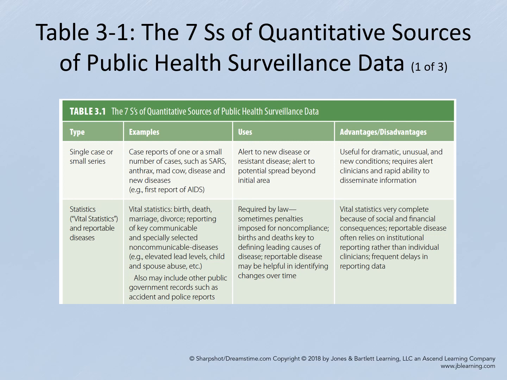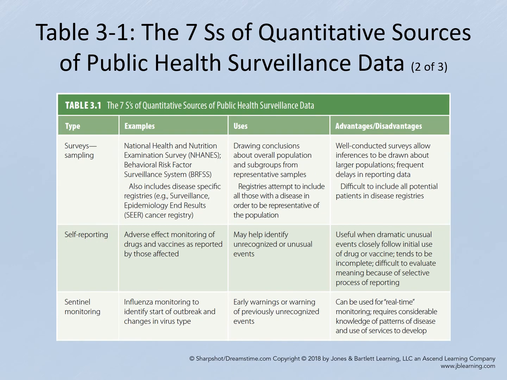So births and deaths are key to defining leading causes of disease. The major advantages are that vital statistics are very complete because of social and financial consequences. Reportable disease often relies on institutional reporting rather than individual clinicians. So there are frequent delays in reporting data.